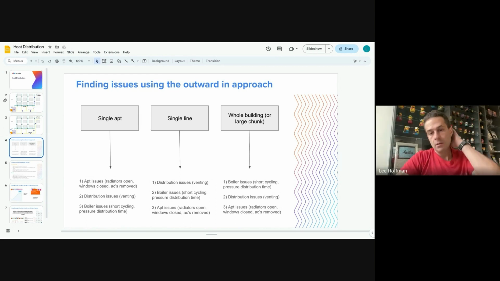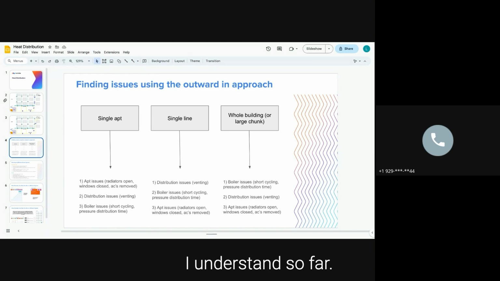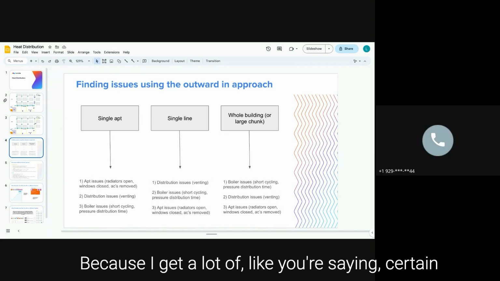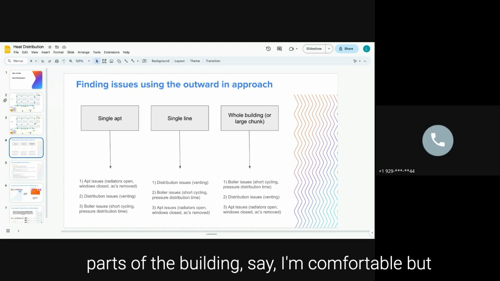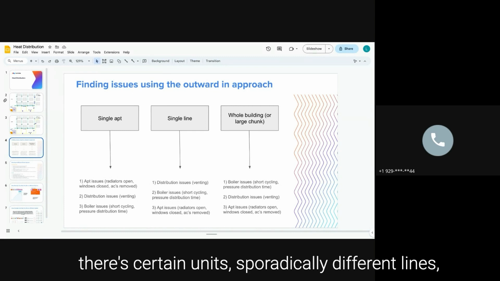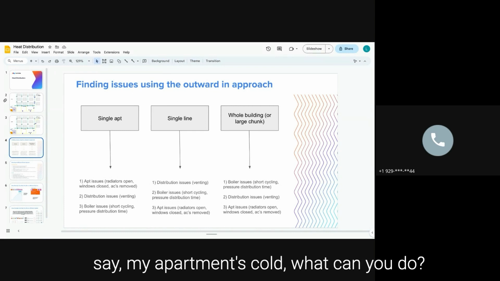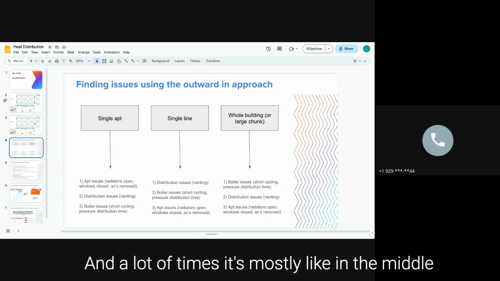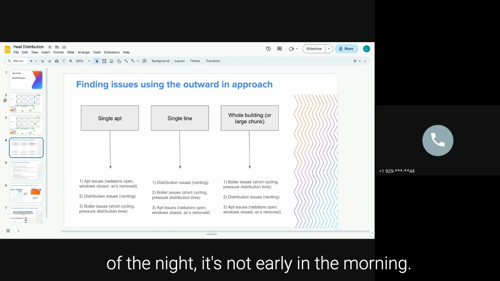I understand so far. I get a lot of, like you're saying, certain parts of the building say I'm comfortable, but certain units, sporadically in different lines, say my apartment's cold. What can you do? And a lot of times it's mostly in the middle of the night, not early in the morning. Correct.